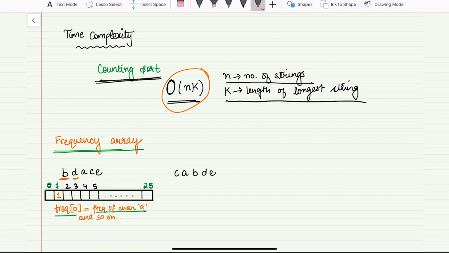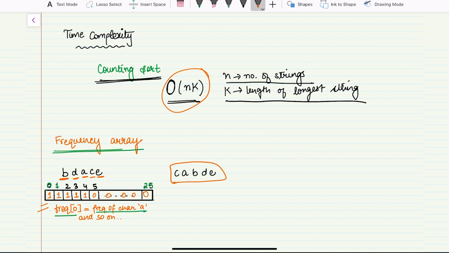Now d is nothing but only 1. So let's put 1 at index 3, right? Then a is there, so let's put 1 at index 0. Then c is there, so let's put 1 at index 2. And e is there, so let's put 1 at index 4. Initially, all will be initialized to 0. So here's how we have built this frequency array, and likewise we can do it for this string as well.